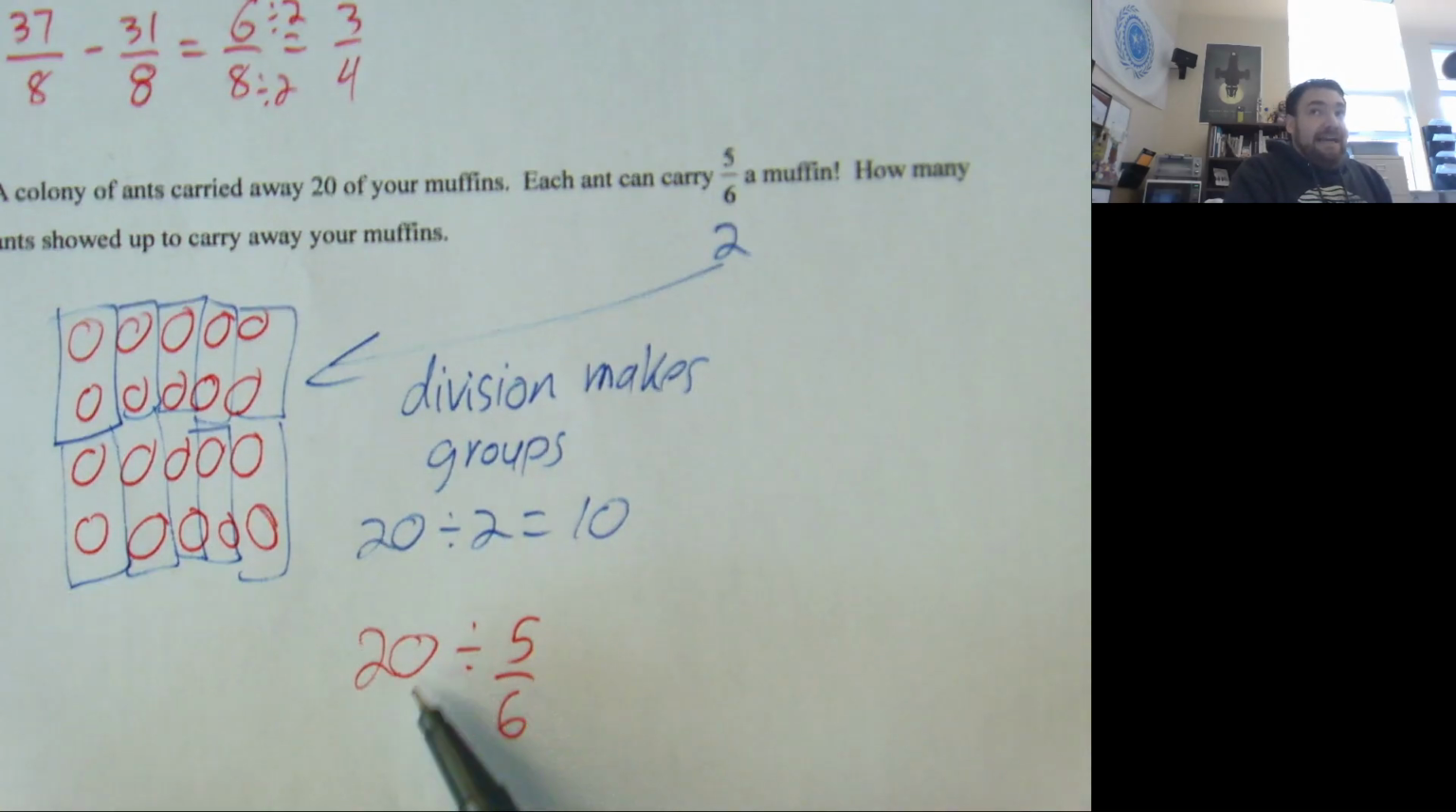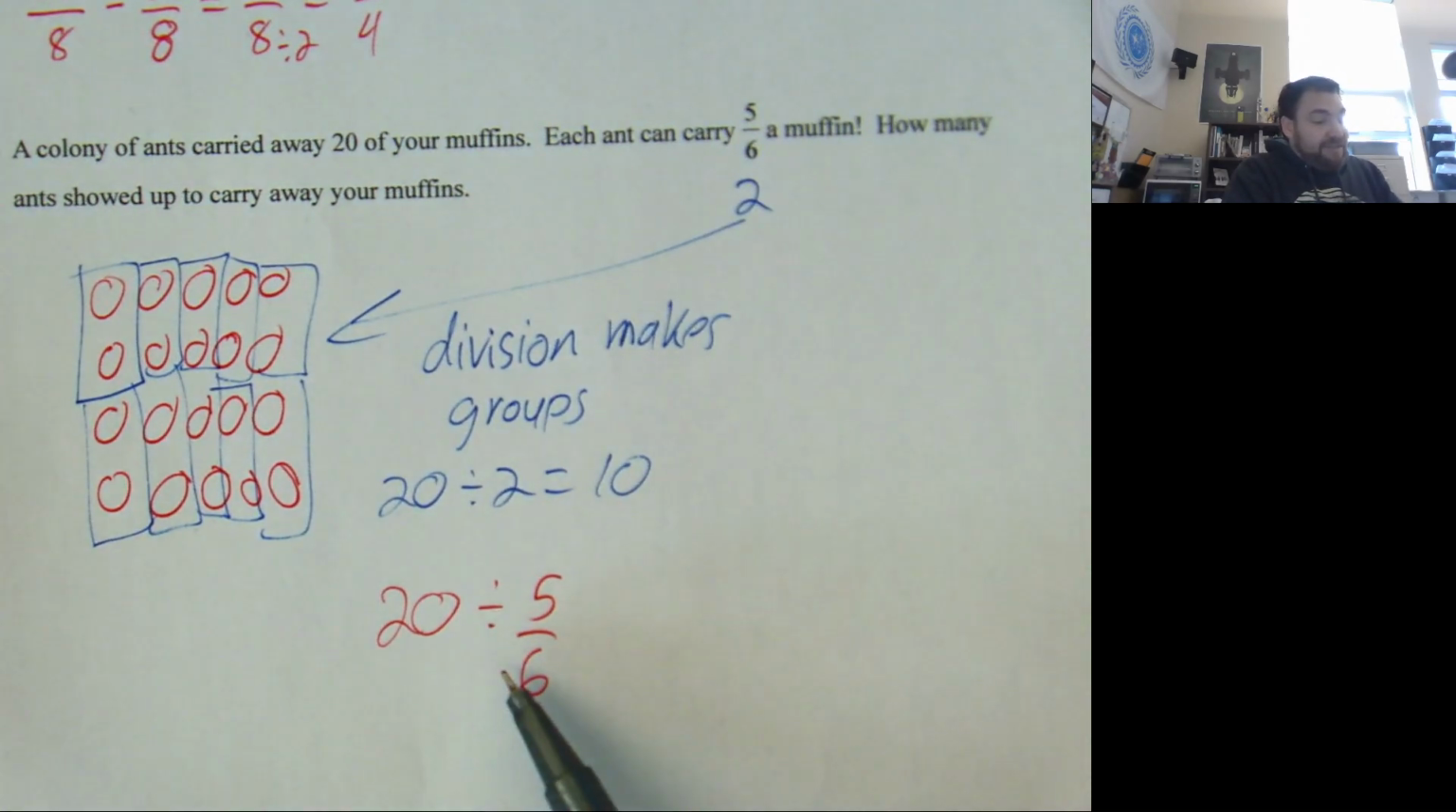Now I've got an idea how to approach this. I can actually go ahead and do this. How do you divide by a fraction? You do not need a common denominator for multiplying and dividing.